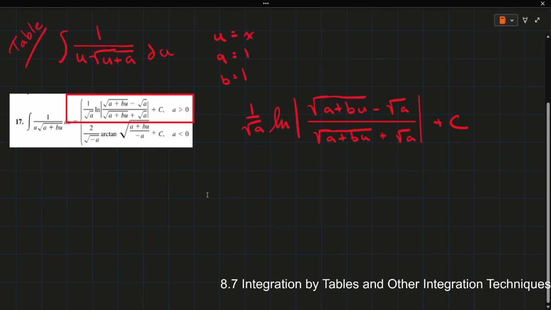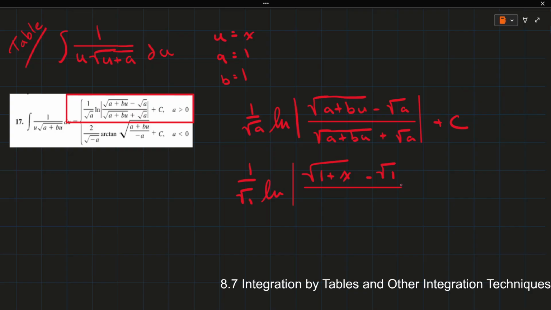So now it's just really fill in the blanks here. So once again, u is going to be x, a is going to be 1, b is going to be 1. So we got 1 over root 1 ln, absolute value of square root of 1 plus x, I'll just drop the b's, minus root 1, all over 1 plus x again, plus root 1, close that absolute value, and then plus c. Oh, I wrote a there. Sorry about that. 1, right?